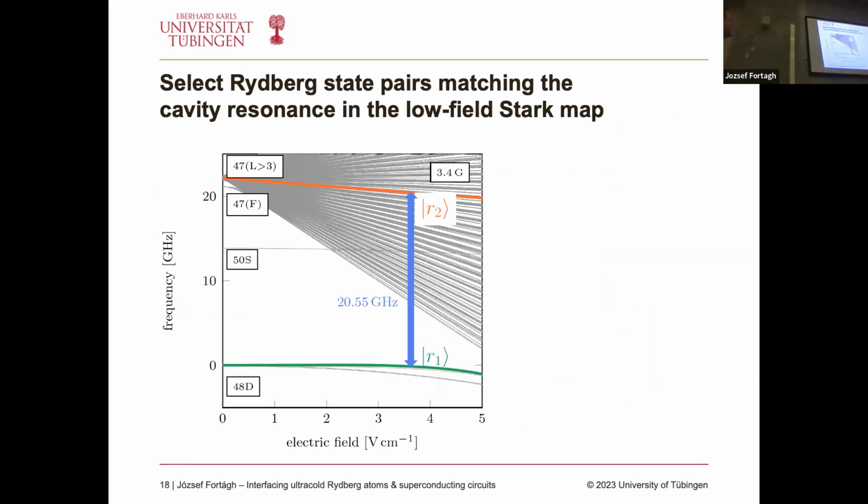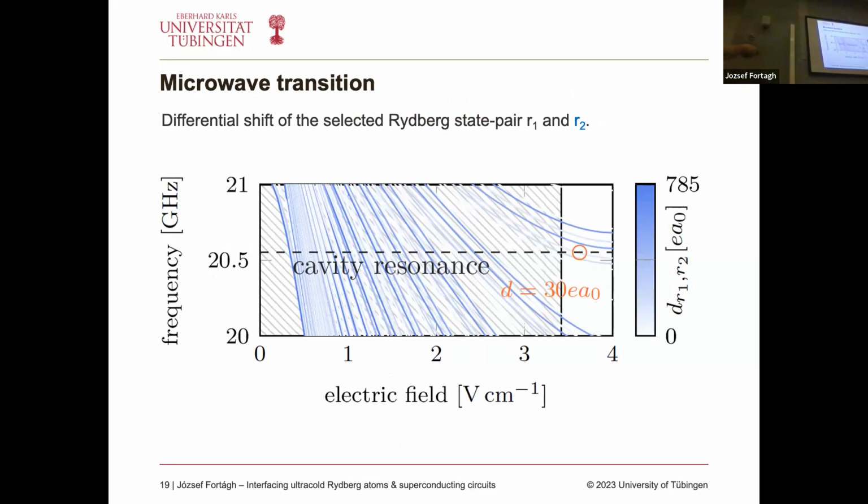To this state, we select state R2 at a separation of 20.55 gigahertz. This is in the 47 manifold. As you can see, there are many states that could be excited. And in this, we look at exactly those state pairs which have a differential shift exactly matching the cavity resonance.